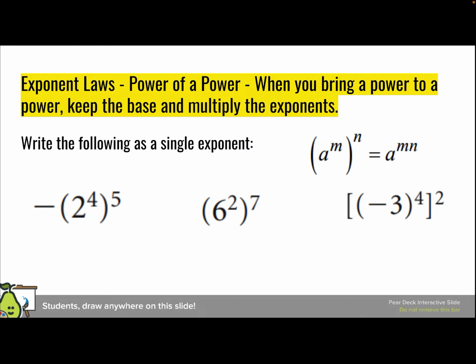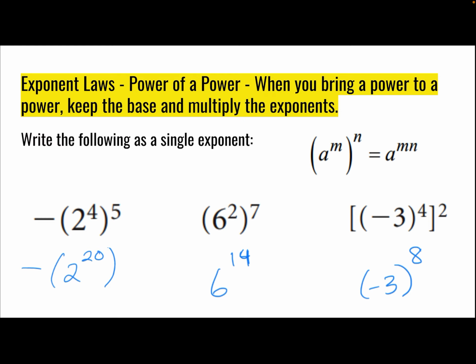So here you're going to do this for these 3 examples. I have minus, and then in brackets 2 to the 4 to the 5th, and then I have 6 to the 2 to the 7th, and then I have in brackets negative 3 to the 4 to the 2.